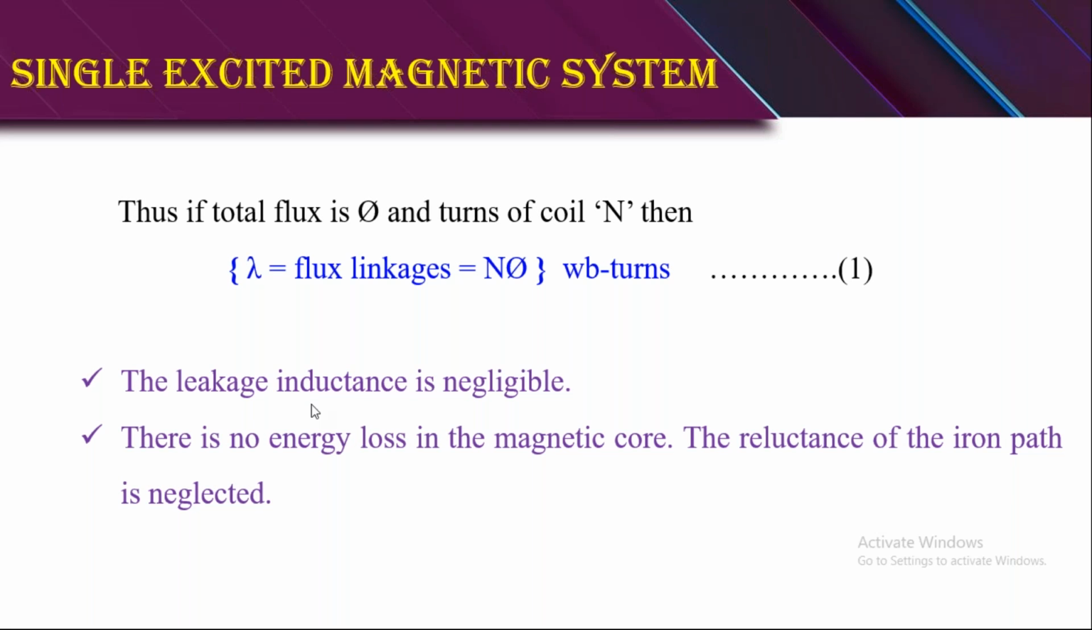Next, the leakage inductance is negligible and there are no energy losses in the magnetic core. So all four losses we are eliminating in this analysis. One is the losses across the resistor, second is the leakage flux, and next is that the leakage inductance is negligible and there are no energy losses in the magnetic core. By assuming these four parameters, we can proceed with the derivation.